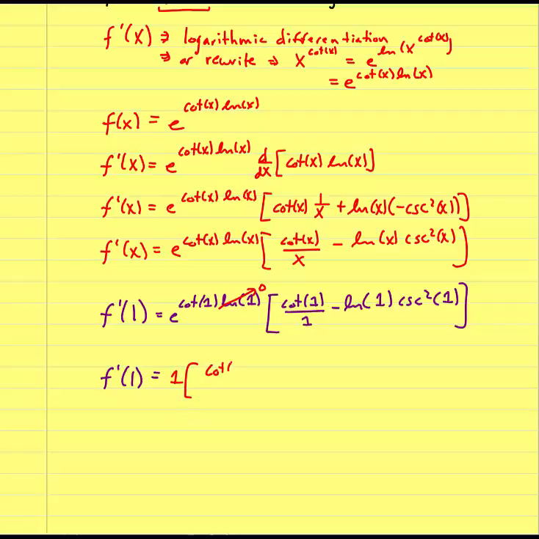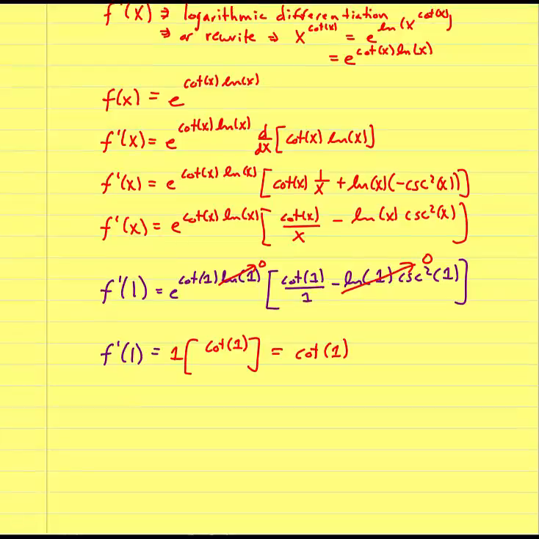Cotangent of 1, that's just some value on my unit circle. I don't know what 1 radian, I don't know its cotangent. So this is just cotangent of 1 over 1 is cotangent of 1. And again, the natural log of 1 is 0, so this whole term goes to 0. So it looks like to me my slope is the cotangent of 1.